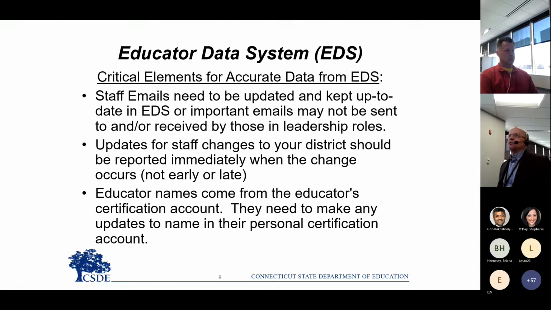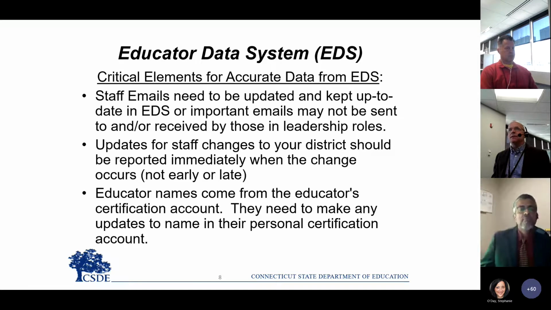So some critical elements for accurate data in EDS. Again, staff emails need to be updated and kept up to date in EDS, or important emails just may not go. So if you have a new superintendent and you didn't put an email address, or you got it wrong, they may not be getting important information, such as Ajit mentioned, a grant opportunity or an important deadline. So it's important to actually keep that data up to date and accurate.